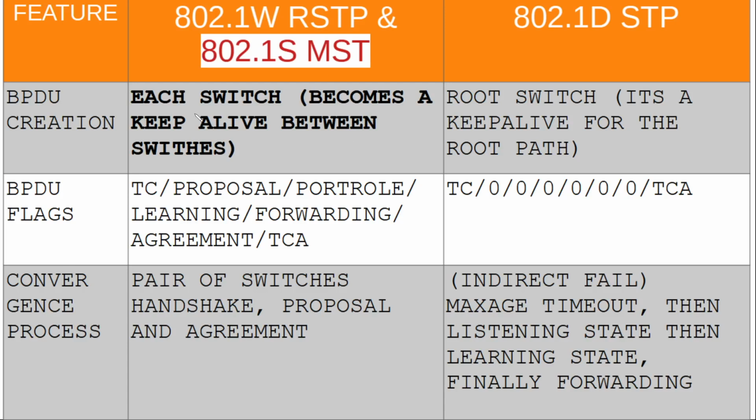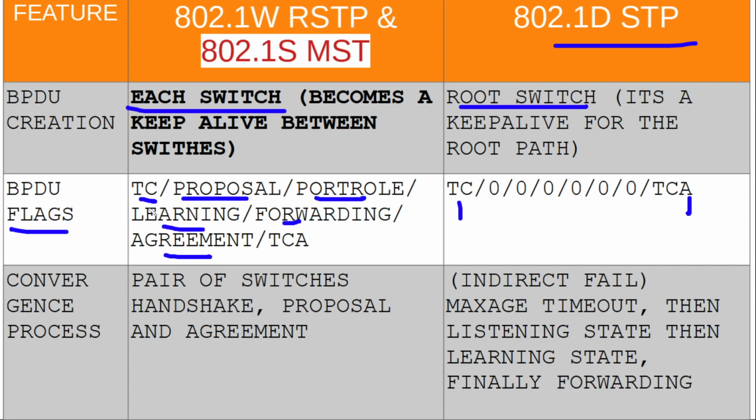When it comes to BPDU creation with the original spanning tree protocol, the root switch creates BPDUs. And for rapid spanning tree and multiple spanning tree, each switch generates its own BPDUs. When it comes to the flags field within the BPDU header, the original spanning tree will only use 2 bits, the topology change bit and the topology change acknowledge bit. Whereas in rapid spanning tree and multiple spanning tree, we use all of the bits for several purposes. We still use TC and TCA for backward compatibility, but we have the proposal bit, the agreement bit, and so on.